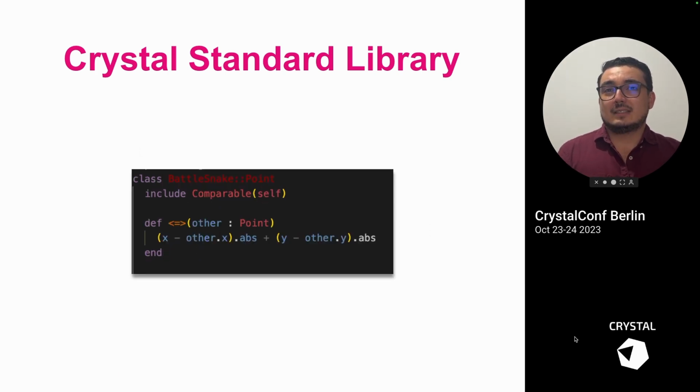The Battlesnake point includes the comparable module. This is a module that allows custom classes that you implement to be sortable and to be comparable in general. For example, a big use case for this is sorting classes within an array or a set or any other data structure that you want to use. As long as it's comparable, you can just manipulate it in a different and better way.